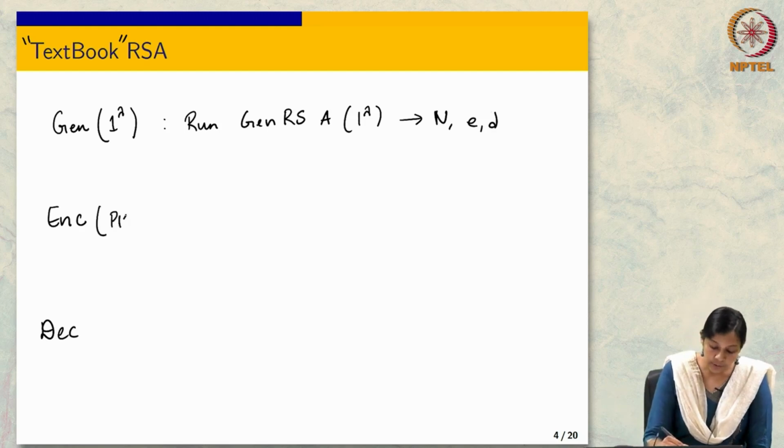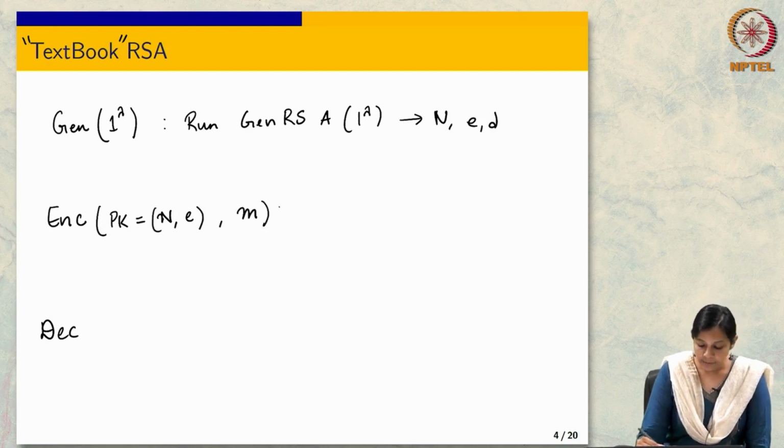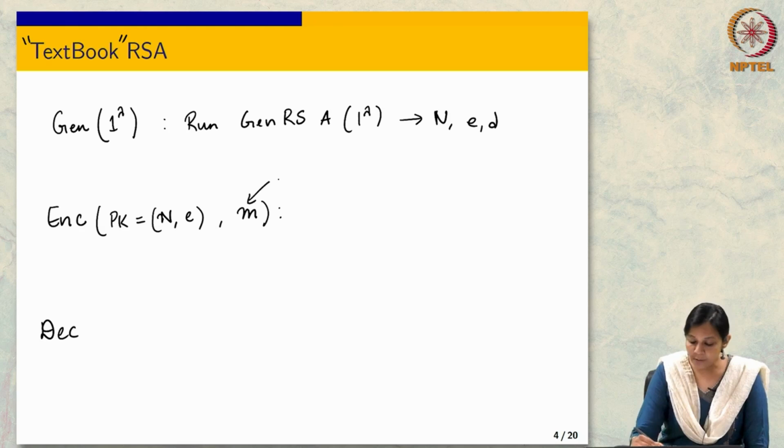Now encryption should take a public key, so that means it takes N and E, and it should take some message. Now the message space, what is it? Let's see.